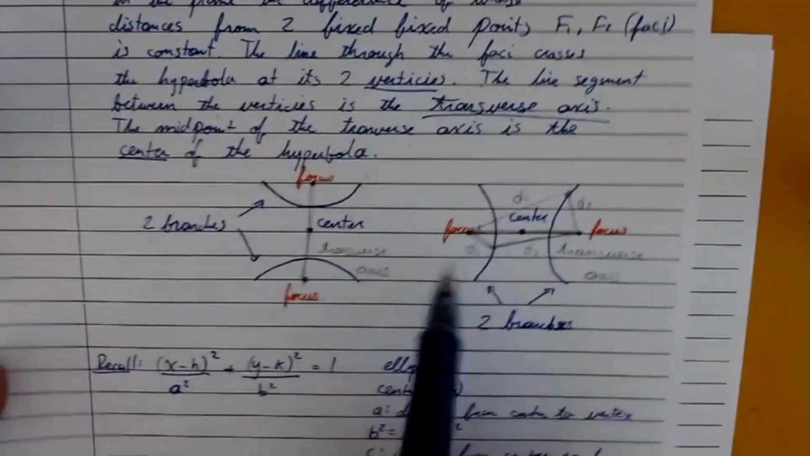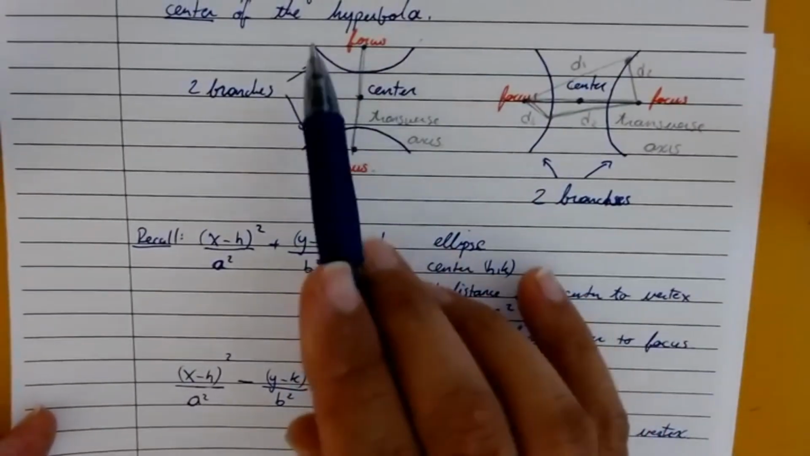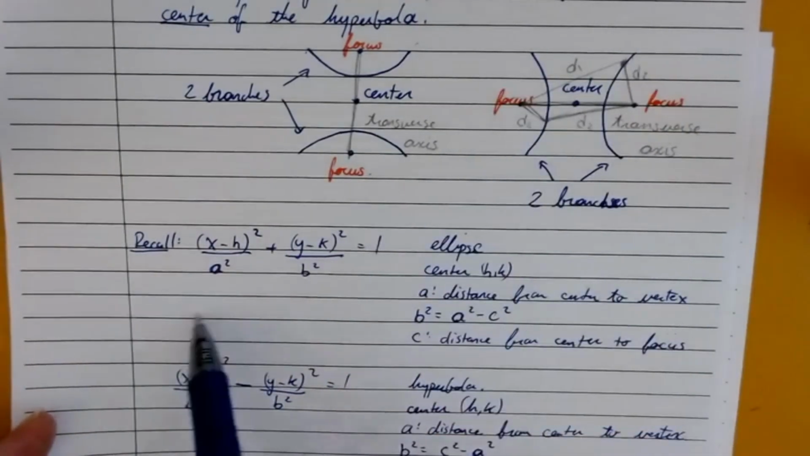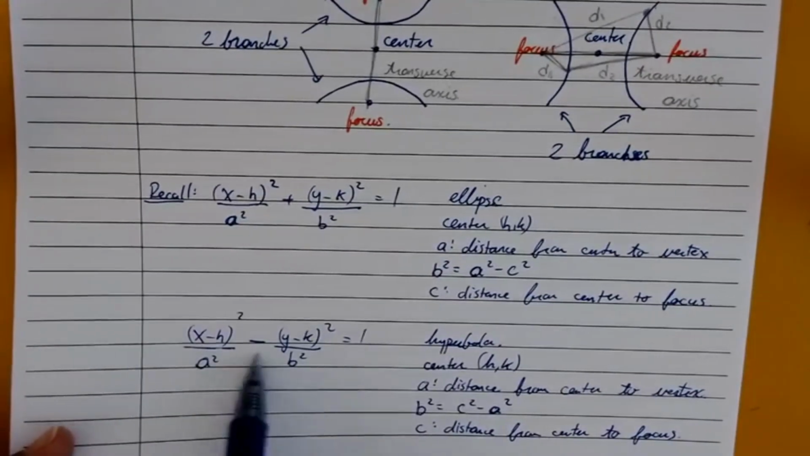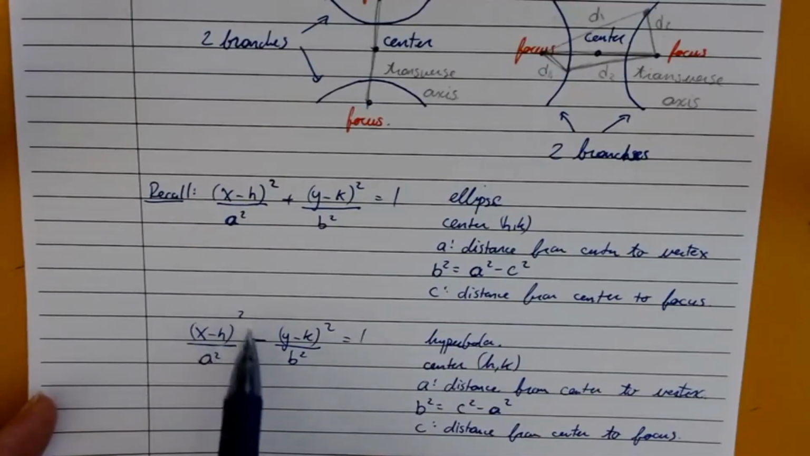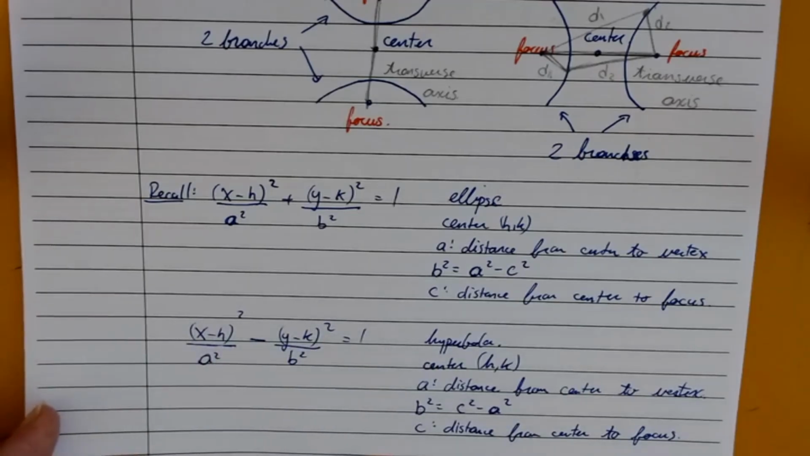One thing to note is that our hyperbola can have two orientations, one where the branches face up and down, one where the branches move left and right. The difference will simply be a switching of these. If you have x minus h squared minus y minus k squared, that'll be different from y minus k squared minus x minus h squared. If this one appears second versus if this one appears first, you'll have a different result. All right?